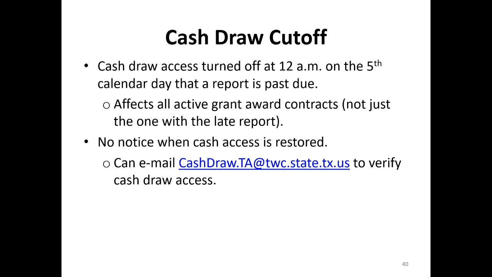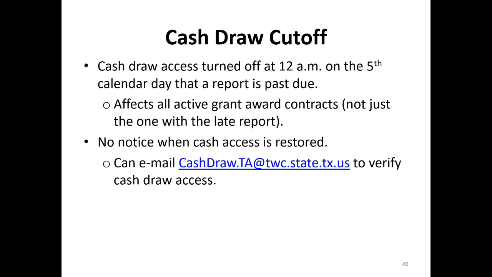Cash draw cutoff, if the report is more than 5 calendar days late, the system can automatically cut off your cash draw privileges, and that basically is not just for the particular report that's late, but if you have multiple contracts with us, you as a particular entity will not be able to draw cash on any of those contracts until that report is submitted.